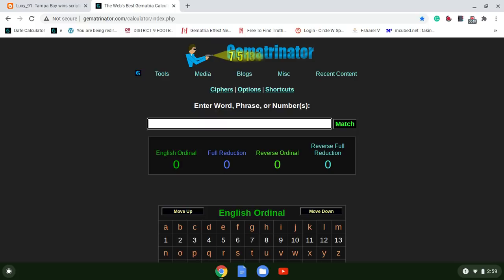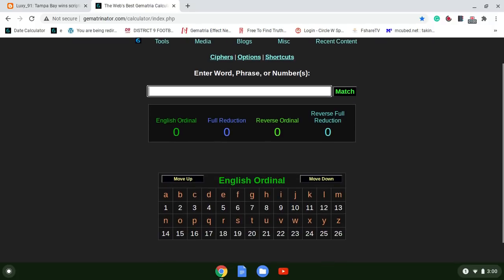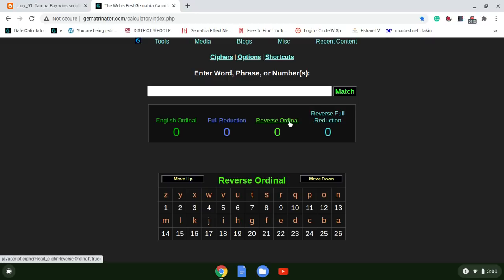This is called gematrinator.com. This is an easy calculator to be able to look at and understand the four base ciphers of gematria. So this cipher right here is what's called English ordinal. This is the easiest cipher to understand, where A is 1, B is 2, C is 3, D is 4, E is 5, up to Z is 26. The reverse alphabetic order, known here as reverse ordinal, where Z is 1, Y is 2, X is 3, up to A is 26.